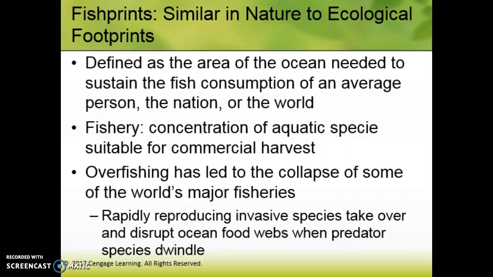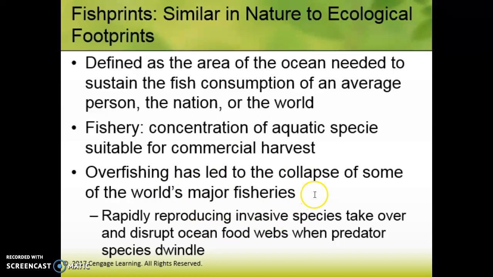The idea of a fish print is new to a lot of people in environmental science. It's an ecological footprint, but for fish. So how is your fish consumption impacting the planet? It's the area of the ocean needed to sustain the fish consumption of an average person. Or if you're looking at the fish print of the United States or the world, how much ground do we need to support that? Some more vocab there. A fishery is a concentration of aquatic species suitable for commercial harvest. That might be just a place where fish school, and it might be like a fish farm like you saw in the last slide.